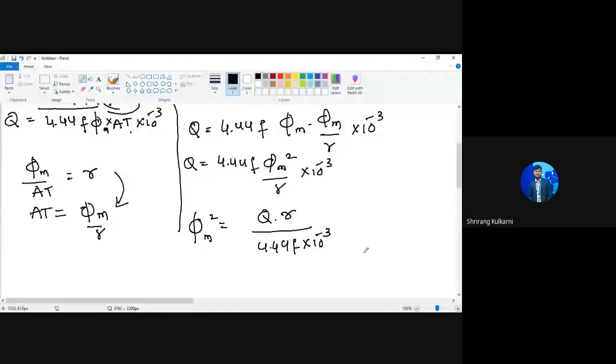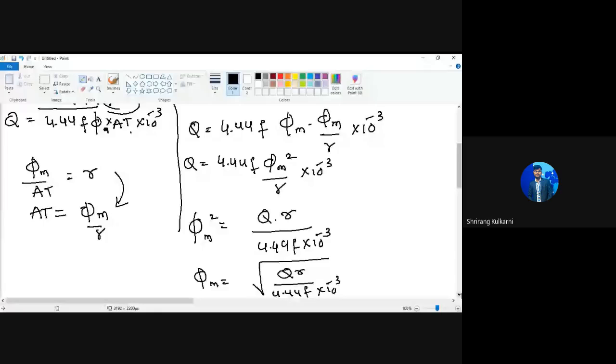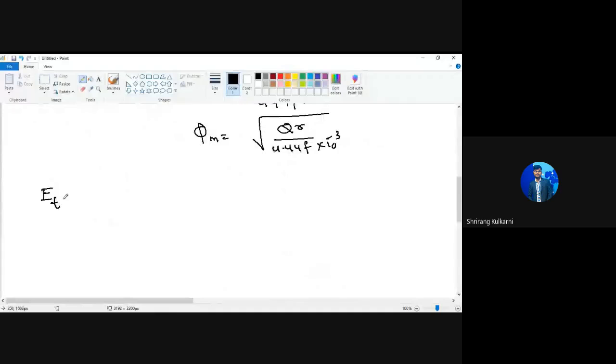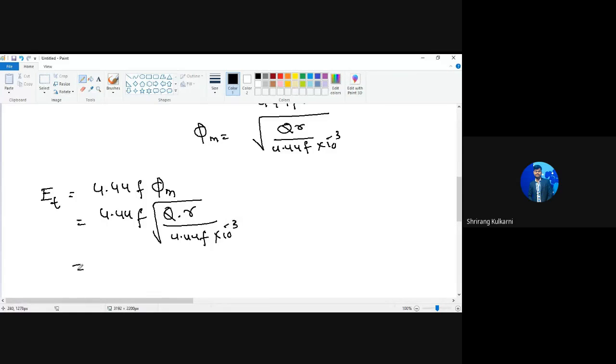So what is phi m now? Phi m is equal to under root QR divided by 4.44 frequency 10 to the power of minus 3. This much phi m we have got. What is the Et equation? Second stage. Et is equal to 4.44 frequency flux. Substitute here, in place of flux, under root QR divided by 4.44 frequency 10 to the power of minus 3. This much we have got.